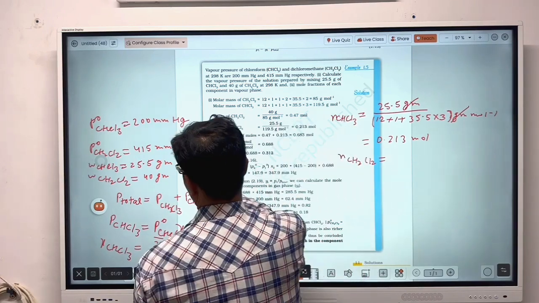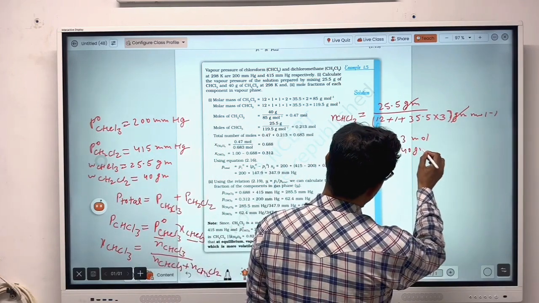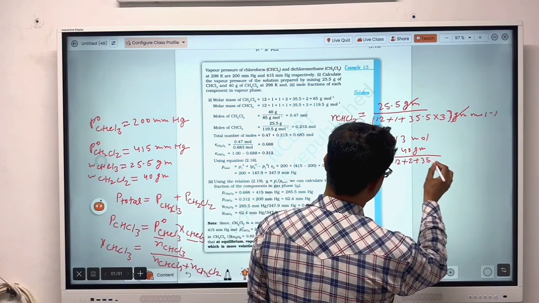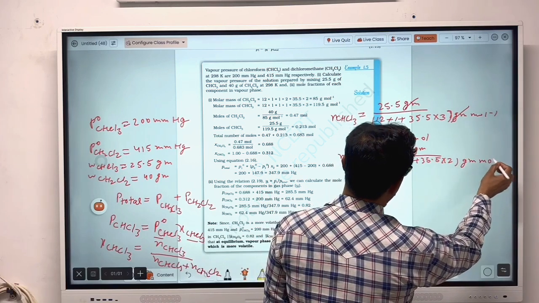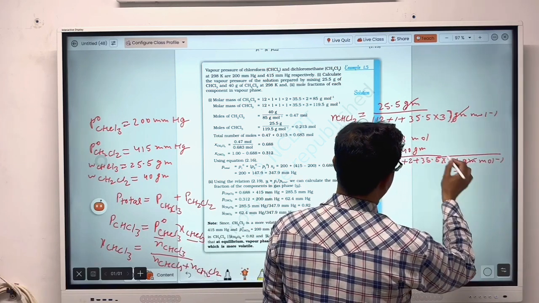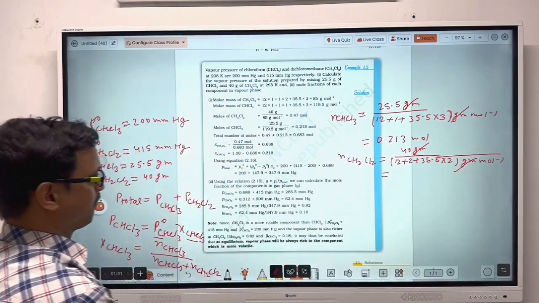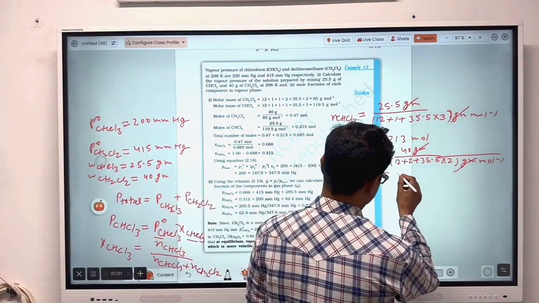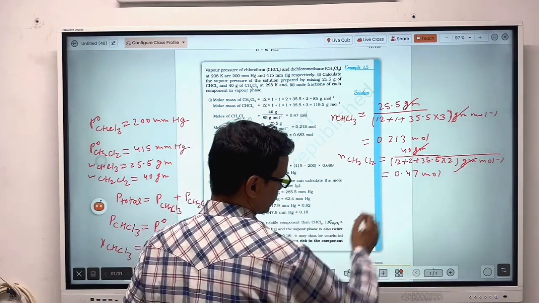That will be equal to 40 gram. 40 gram of dichloromethane is there. So that will be 40 gram upon the molecular weight of dichloromethane, 12 plus 2 plus 35.5 into 2, that much gram per mole. Gram will cancel out. Mole inverse will go in the numerator and become mole. So the number of moles of dichloromethane you can calculate, and that came to 0.47 mole.